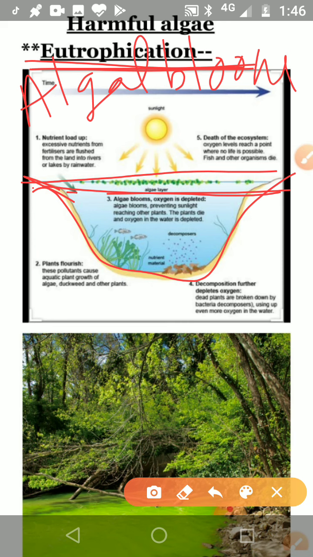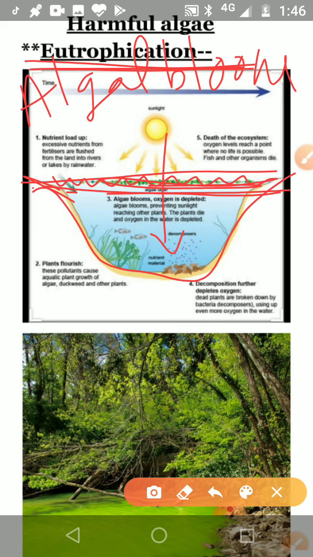Because of the algal bloom, they densely cover the surface of water, so that sunlight does not reach the bottom of the water. Because of that, the sunlight does not penetrate into the water bodies, and oxygen depletion starts.